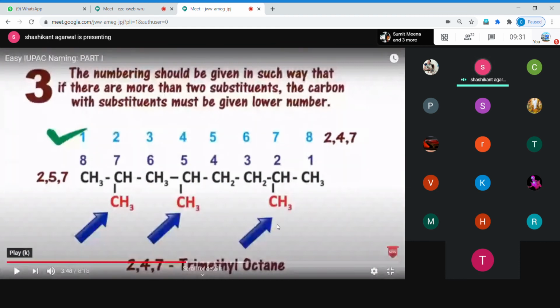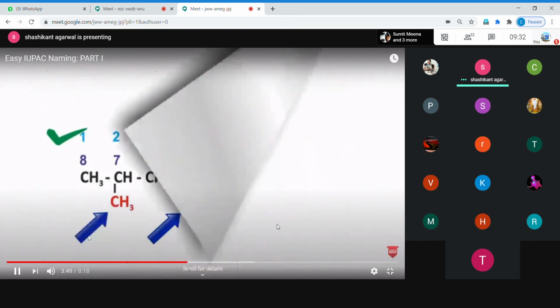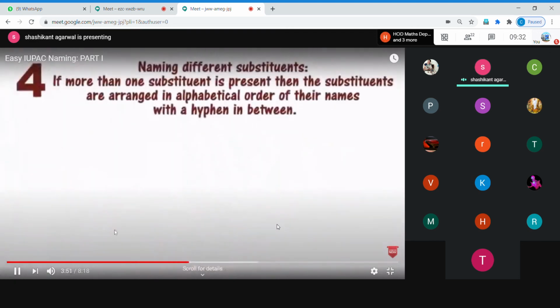For example, here we have two options. It was 2, 4, 7, and in the second option we had 2, 5, 7. So the more correct one was 2,4,7-trimethyl, and the longest chain is of 8 carbon, so it is octane. If more than one substituent is present, then the substituents are arranged in alphabetical order of their names.